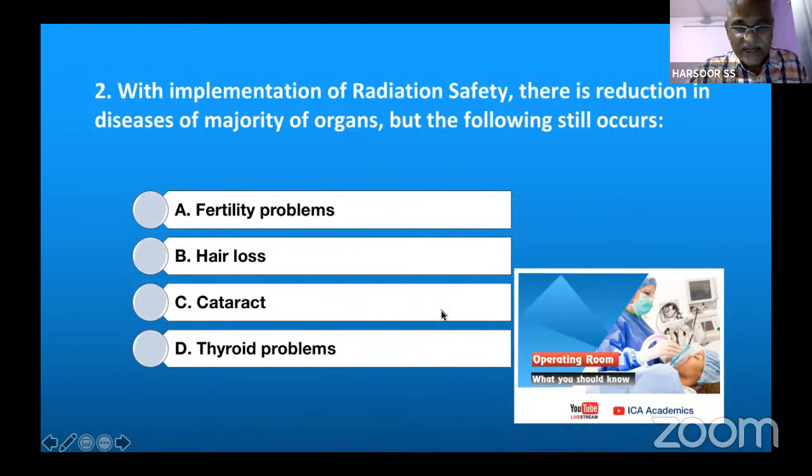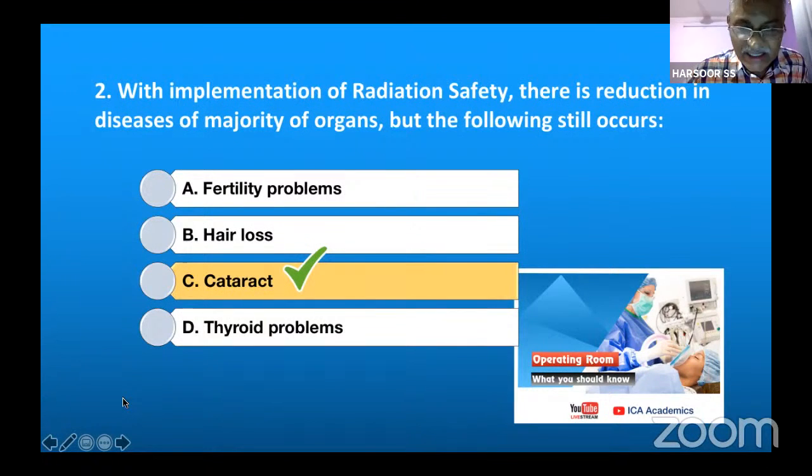Okay, right. The right answer is, not many could answer it correctly. The answer is cataract. It is still prevalent despite following all the radiation safety. The other things, fertility problems, hair loss, and thyroid problems, are to a great extent taken care of.